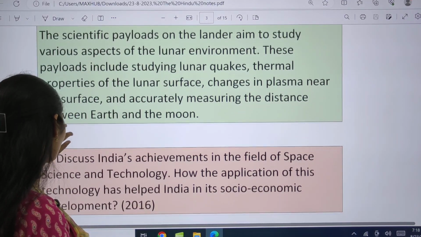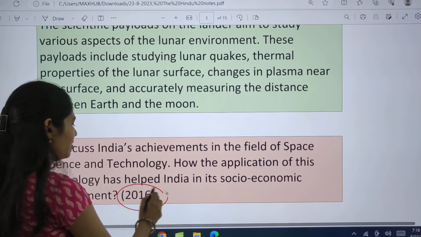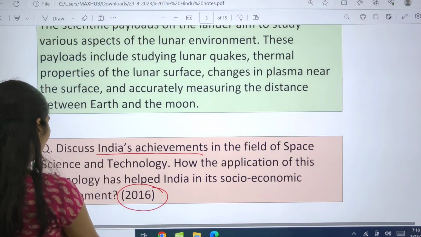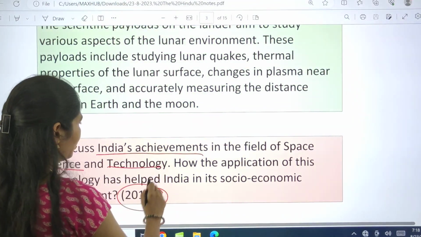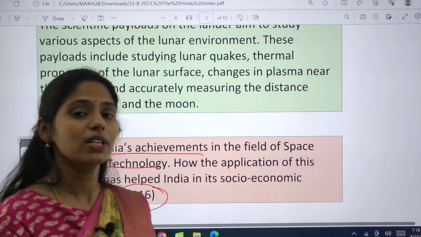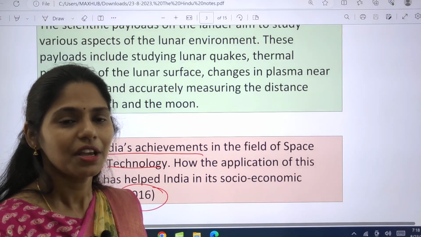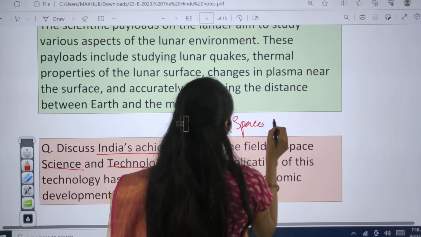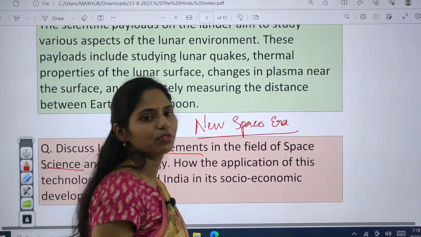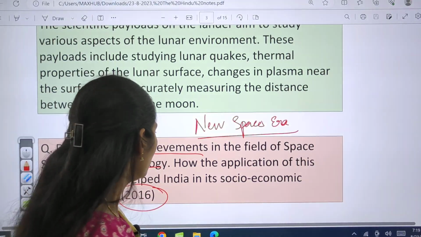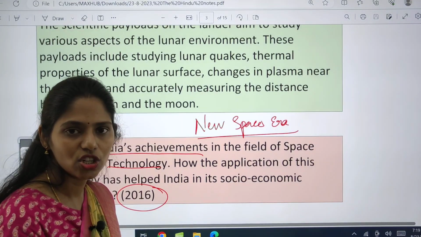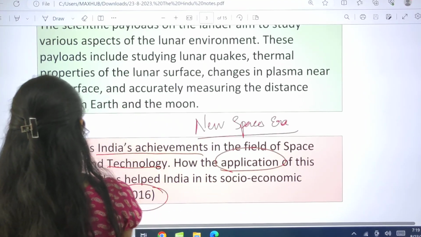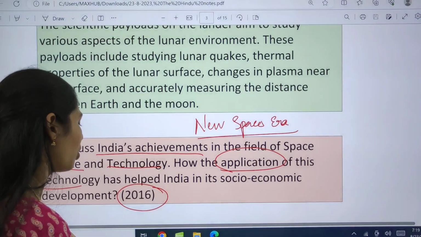And I want to give you one main question to practice. This question already appeared in 2016. The question is: discuss India's achievements in the field of space science and technology. Till now, what are the achievements that we have had in space? Because now we are moving towards a new space era. In this new space era, India should be forward like other countries. So you have to know what achievements India has made in this space sector, and how the application of this technology has helped India in its socio-economic development.